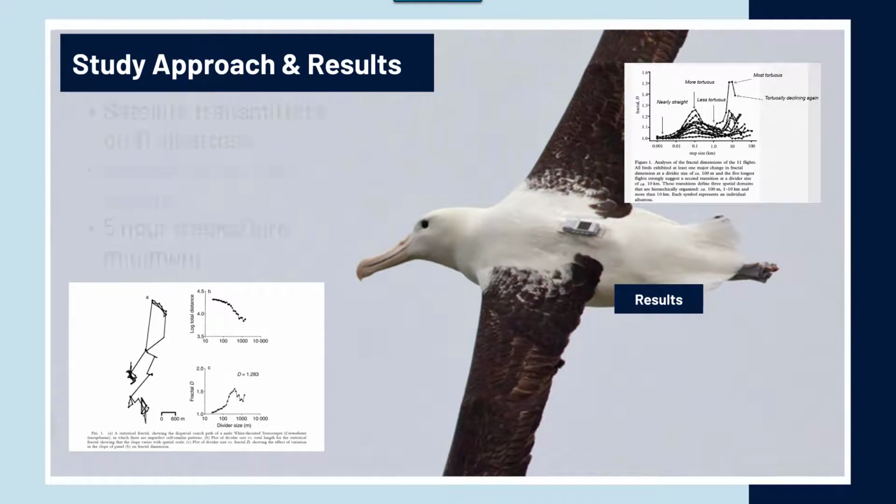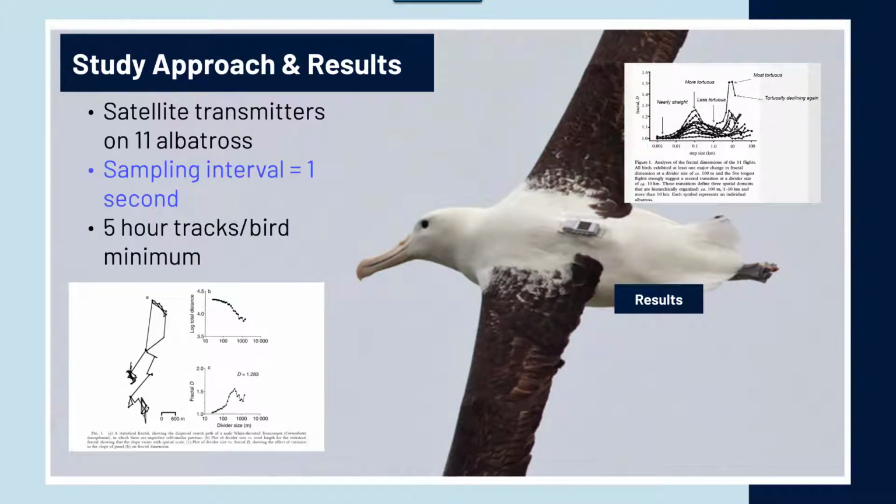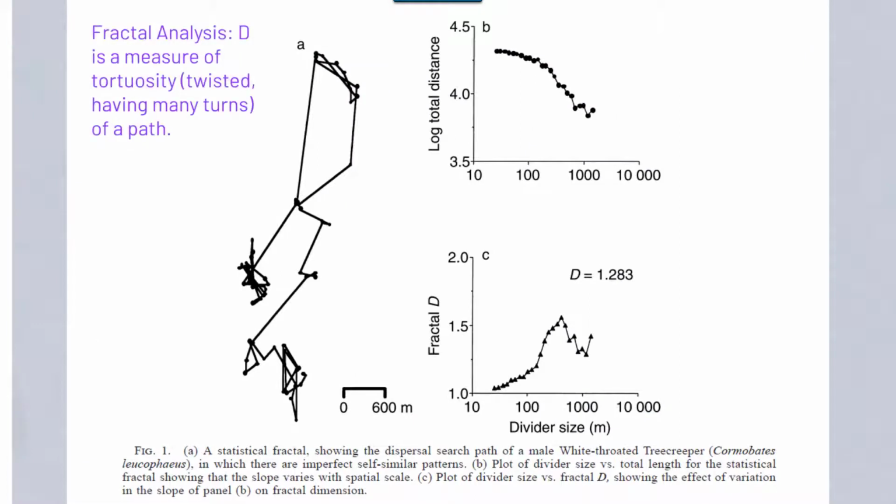So in the study approach, they tagged 11 different albatross and collected information on the GPS location of these animals at 1 second intervals. They only evaluated a minimum of 5-hour tracks per bird. And out of that, they used a mechanism called fractal analysis. This is where a fractal value of D is going to be used as a mechanism for measuring the tortuosity, or the twisted or turning nature of a path.